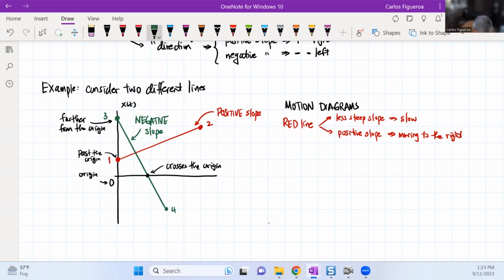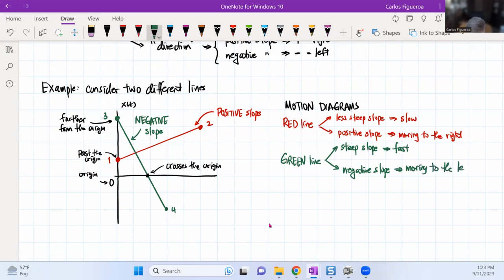But if I look at the green line, that's saying different things. This is a steeper slope. So that tells me that it's moving fast. However, the negative slope tells me that it's moving to the left. So now that we have those details, we can write this.